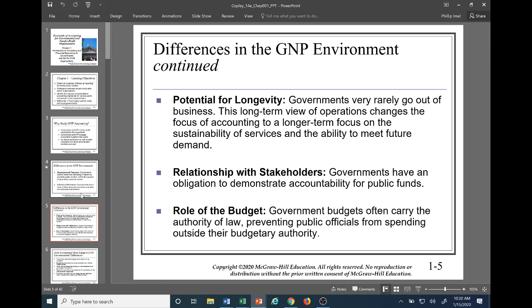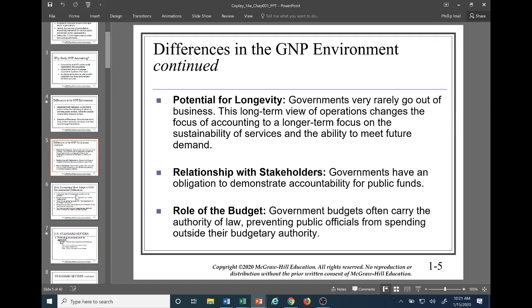The budget's really not a concern of investors or people outside of the business. Budgets are more so concerned with seeing if you can stay within the parameters of what you spend on inventory, or payroll, utilities, whatever it might be. But in the governmental not-for-profit sector, it's very important. It's one of the most important things because budgets often carry the authority of law. And in doing so, it prevents public officials from spending outside their budgetary authority. So the budget is very important in governmental not-for-profit.